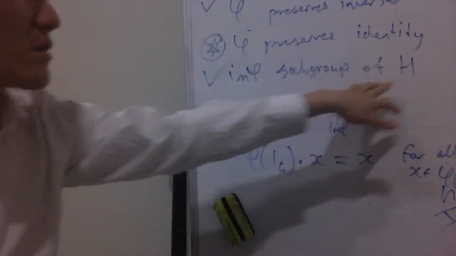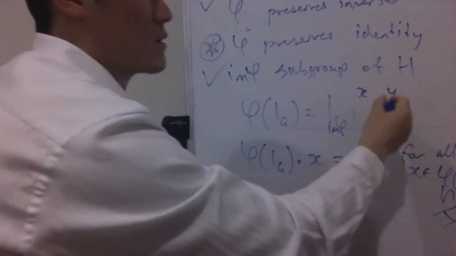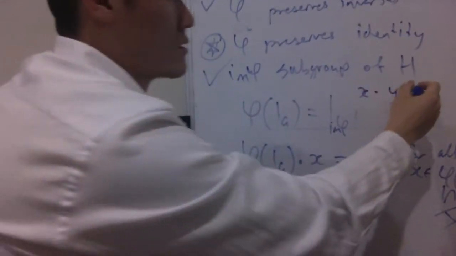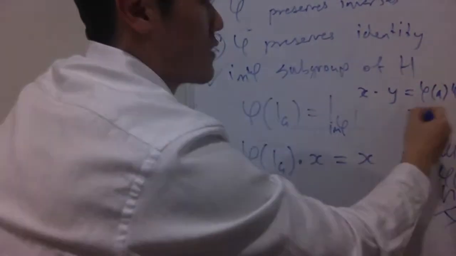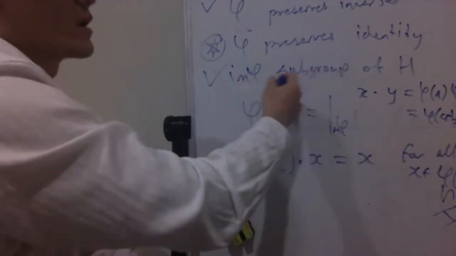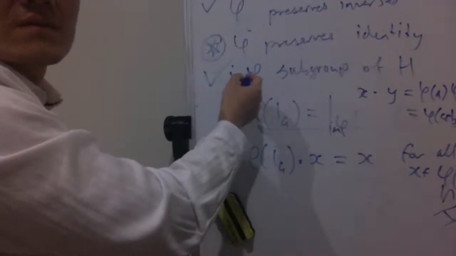It's also clear that the operation restricted to the image outputs things in the image. Like if you take X and Y in the image and you dot them, then that's the same as phi of A times phi of B, and that's phi of AB. So the restriction of the operation preserves the image.